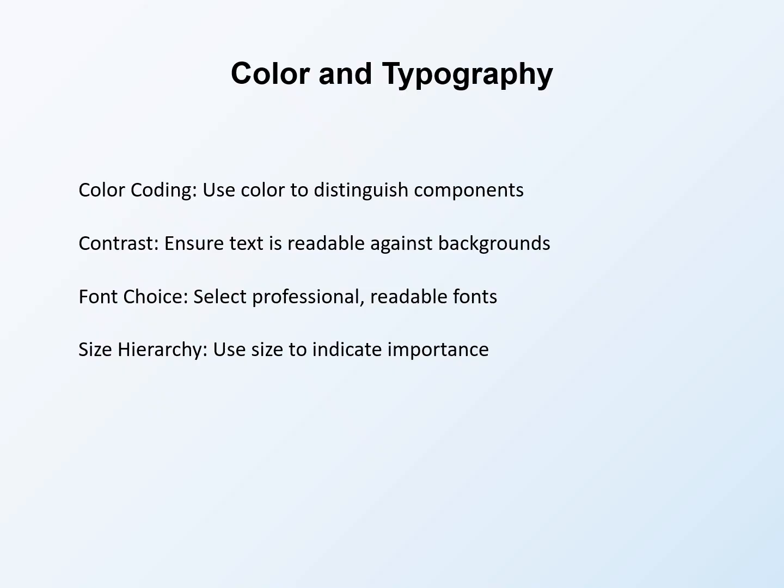Color coding uses color to distinguish different types of components systematically. Inputs in one color, activities in another, outputs in a third, and outcomes in a fourth. Color creates instant visual organization and aids navigation through complex diagrams. However, avoid using too many colors, which creates visual confusion. Limit yourself to 4 or 5 distinct colors maximum and use them consistently.